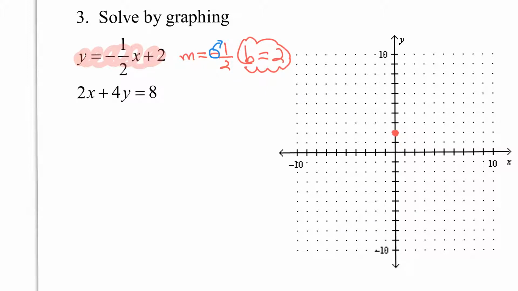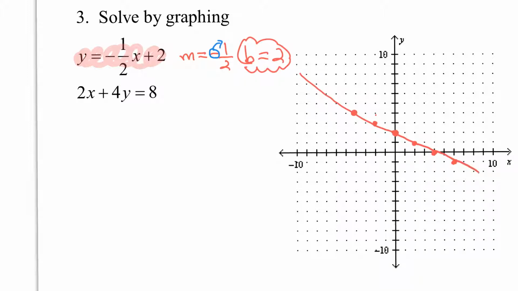So you make a point right here, and you do that again. 1 down, 2 to the right, 1 down, 2 to the right. You guys can go the other way from here, 1 up, 2 to the left. That's the opposite. 1 up, 2 to the left. So you make a point right here, 1 up, 2 to the left, you make a point right there. You guys connect the points, and that is your first line.